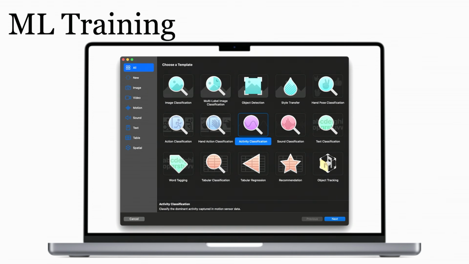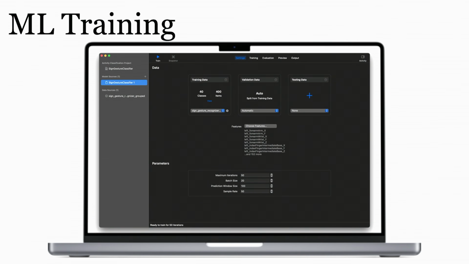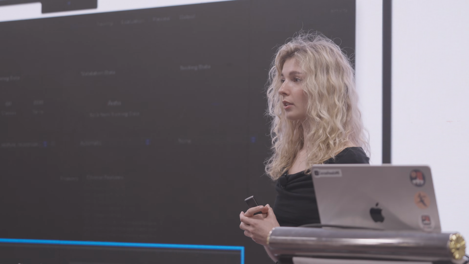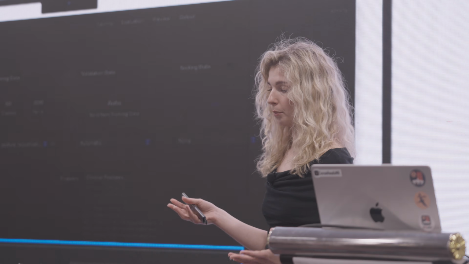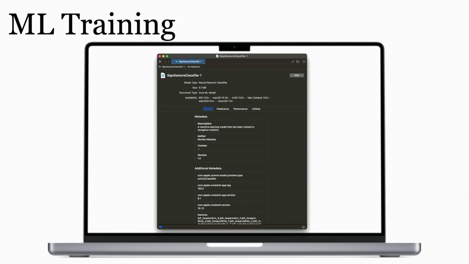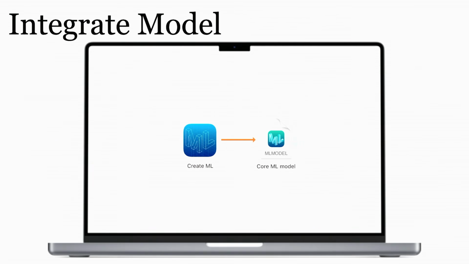So the flow was pretty much the same. I went through CreateML, the activity classifier this time, and imported my data. The only thing that differs from the previous classifier is that I had to decide how long my gestures were lasting. They were around 2 seconds, and I had 50 samples per second, so 50 frames per second. Because my gestures were around 2 seconds, my prediction window size was 100 samples, so 100 frames. Once I was satisfied with my results, it was time to integrate the model into my application.